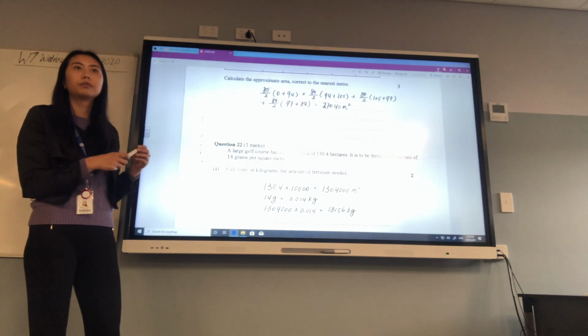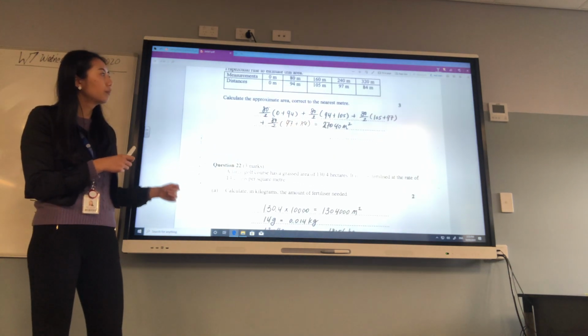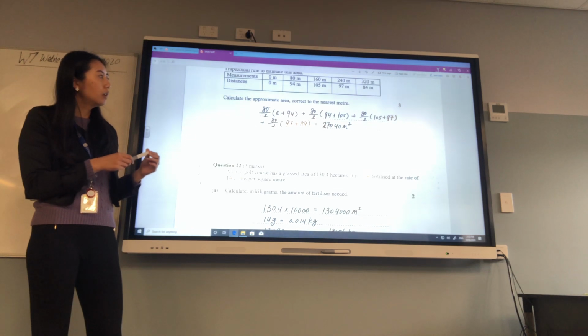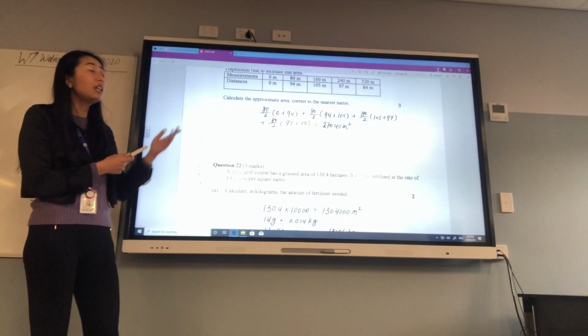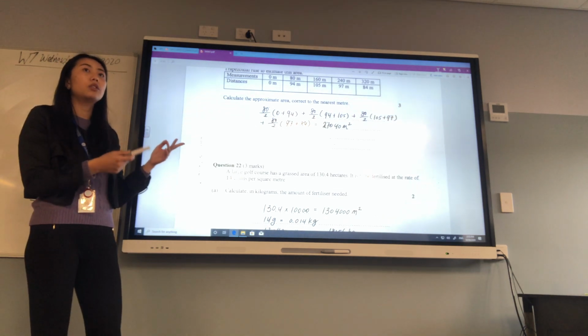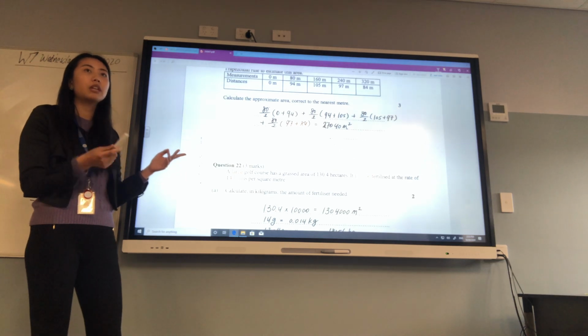Miss, you know how I said to the nearest meter, so do we leave it like that or do we round up to 27 down? You leave it like that. What it makes is you keep 2, so you don't keep any decimals.